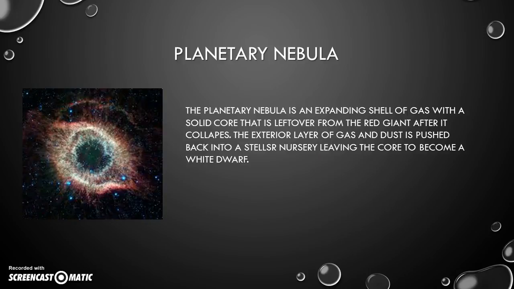So a planetary nebula is an expanding shell of gas with a solid core that is left over from the red giant after it collapses. The gas and dust is pushed back into the stellar nursery, and it leaves the core to become a white dwarf.